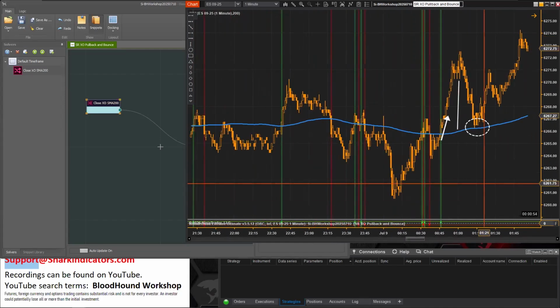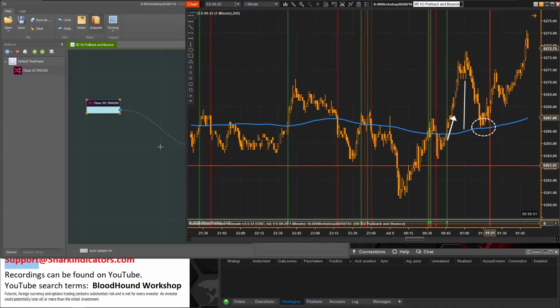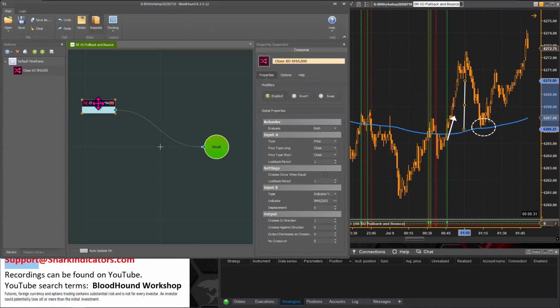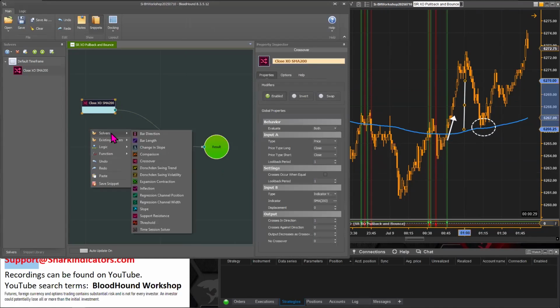So for today, I am going to implement a minimum clearance, that price needs to move away from our support resistance level for it to be considered a part of this pattern, before it pulls back to that bounce. To do that, we're going to use a comparison solver.